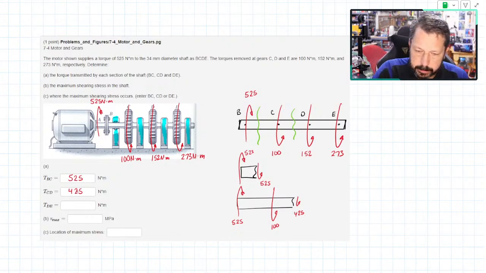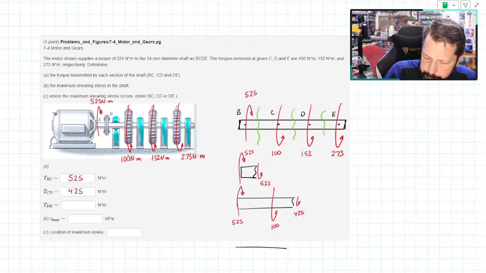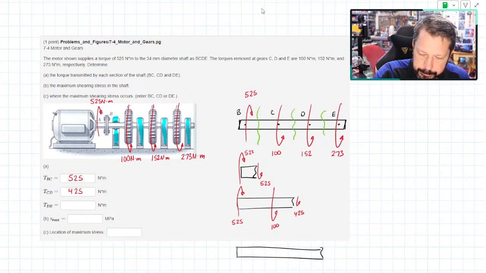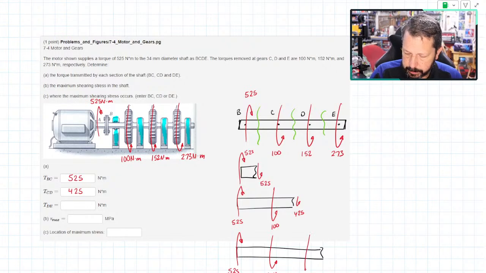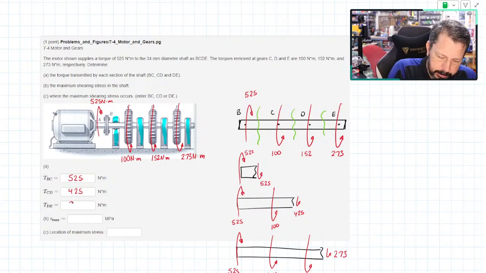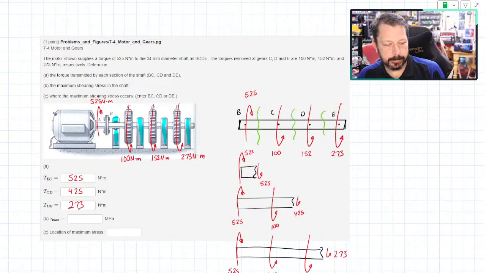And then the last section, DE. My shafts are getting progressively worse here. There's the 525. There's 100. There's 152. And then this one, I would need an additional 273 in order for them to all balance. So the internal torque in section DE is 273 Newton meters.